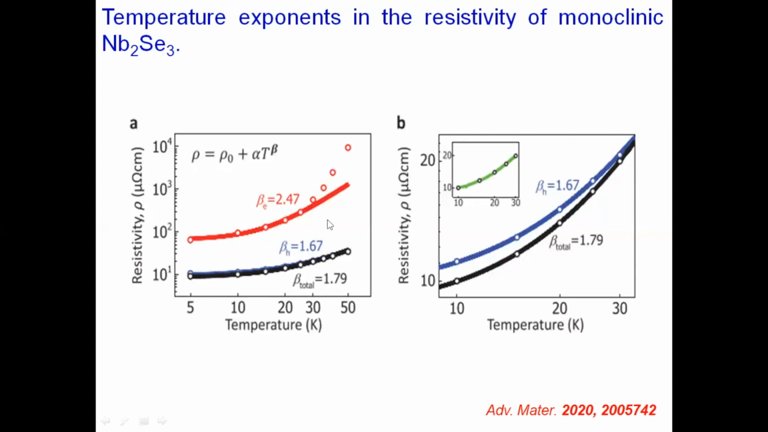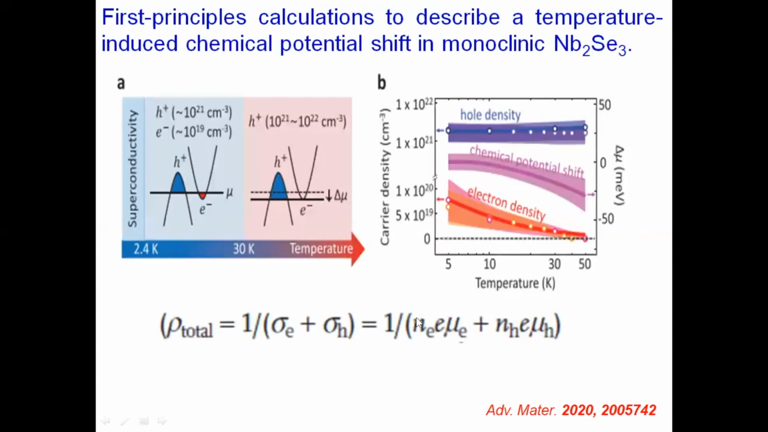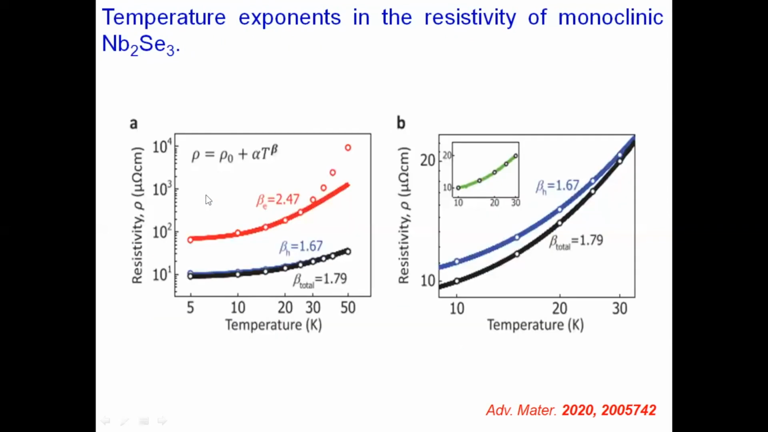They have tried to fit it up to 5 to 30 Kelvin, up to 50 Kelvin. You can see up to 30 Kelvin it is fitting quite well, and then above 50K it is varying. See, this is beta E and this is beta H. What does it mean? Beta is only electron. If you use only this equation, if you assume that in this region only electron is contributing, what is the possible beta value you can end up with? You can end up with the beta value 2.47.